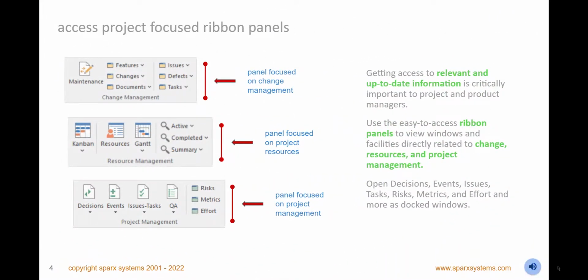Use the easy-to-access ribbon panels to view windows and facilities directly related to change, resources, and project management, including issues, defects, Kanban, resources, Gantt charts, decisions, events, risks, and more. The items are all available from the Construct ribbon as a welcome set of facilities for the project and product managers.